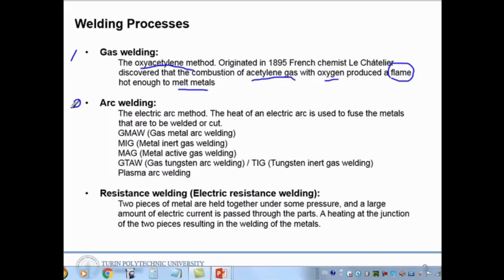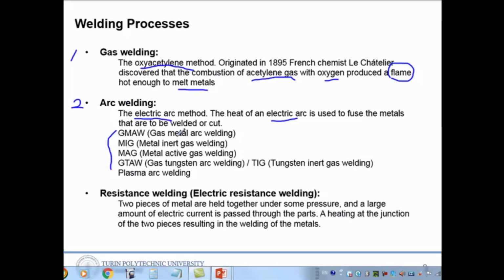The second thing is arc welding. For this purpose, we mostly use electricity to create an arc. The heat of the electric arc is used to fuse the metals that are to be welded, or for cutting. You can also cut with it. There are a lot of types of arc welding.